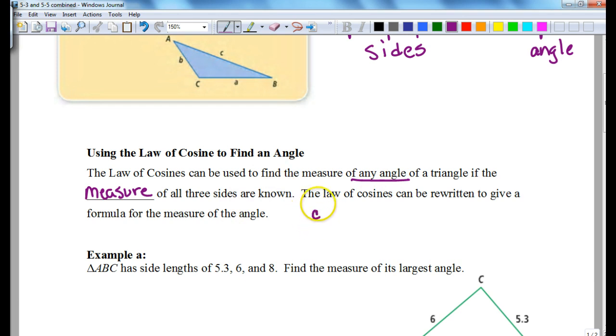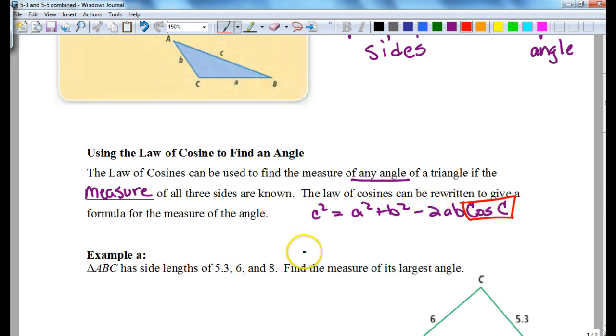So remember, if I have c squared equals a squared plus b squared minus 2ab cosine big C, I can solve for just the cosine C. How do I do that? Yeah, get everything on the other side. So I'm going to subtract a squared from both sides, subtract b squared from both sides, and then I would divide by 2ab.